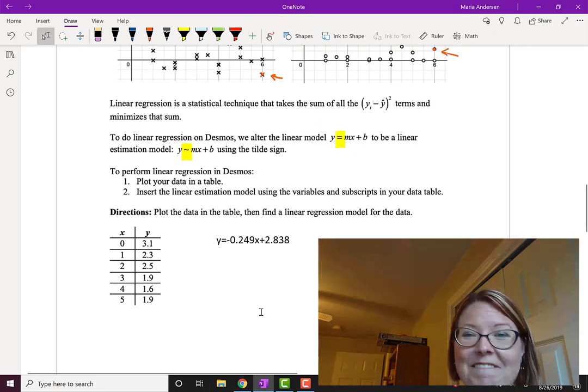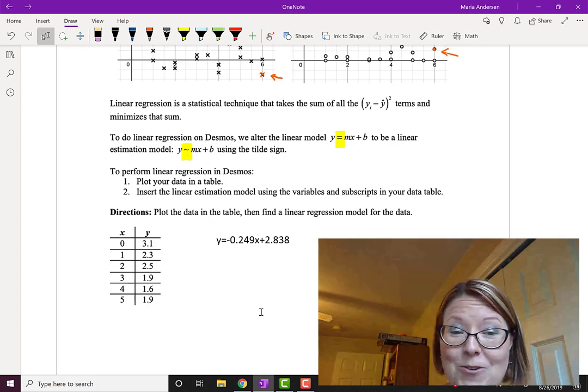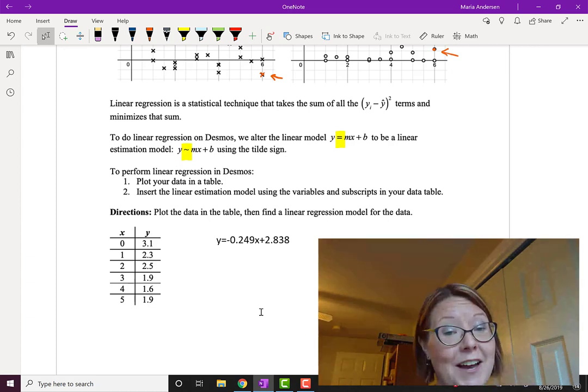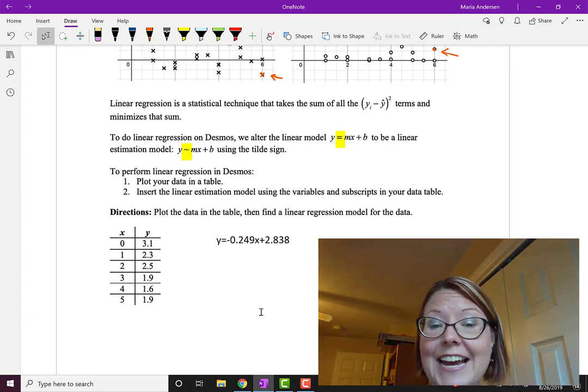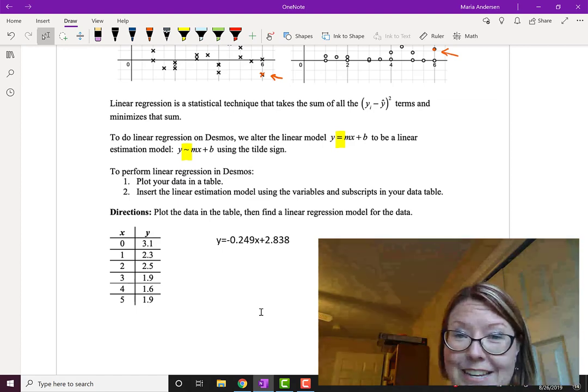Let's recap. The important thing to know here is that to find a linear regression model, you want to go over to Desmos, plot your data, and then use a linear estimation model that matches the variables and subscripts in your data table.